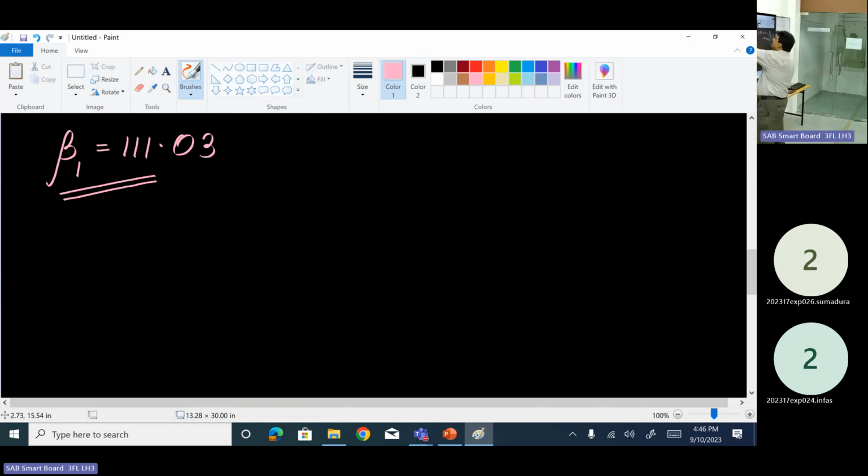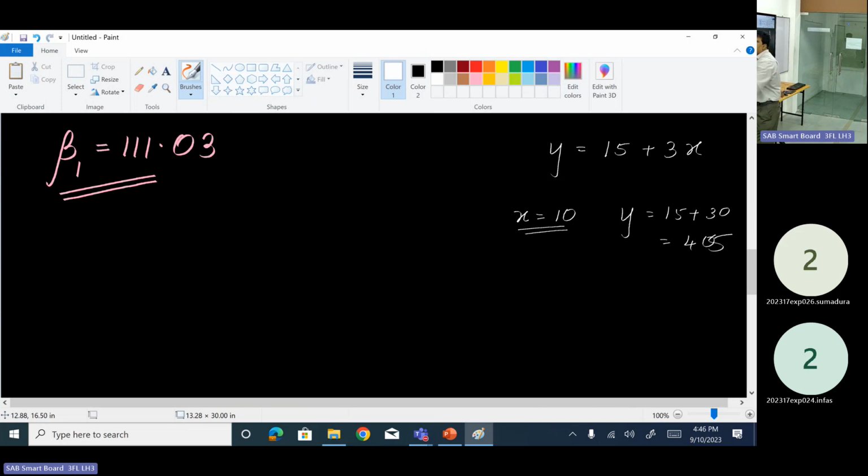Now, let's read for the explanation. Say you have a model like this, y equals 15 plus 3x. Don't forget about this model. Suppose your x is 10. So when x is 10, what is y? Y is 15 plus 30. So y is 45.